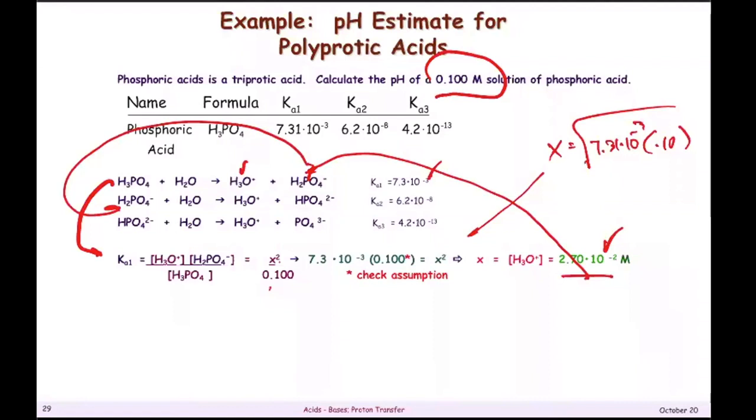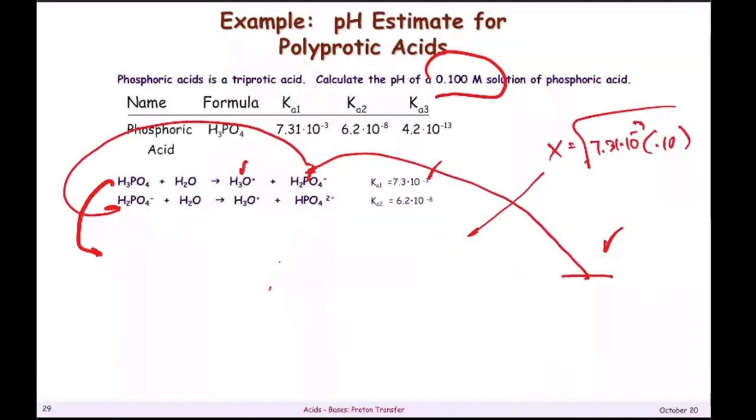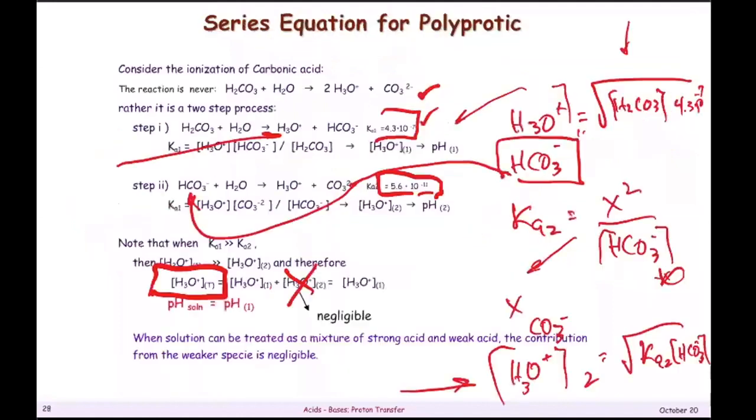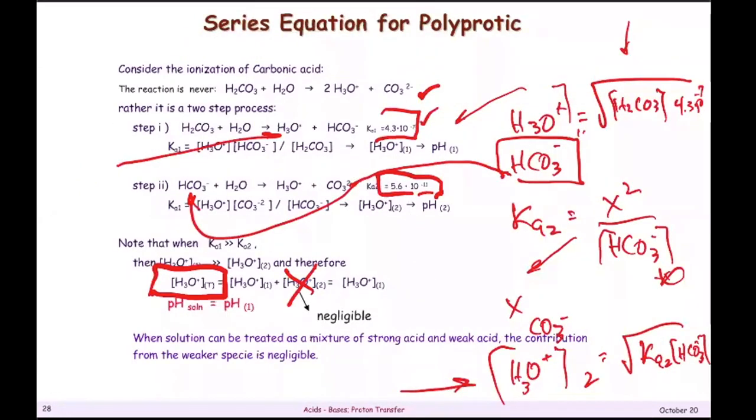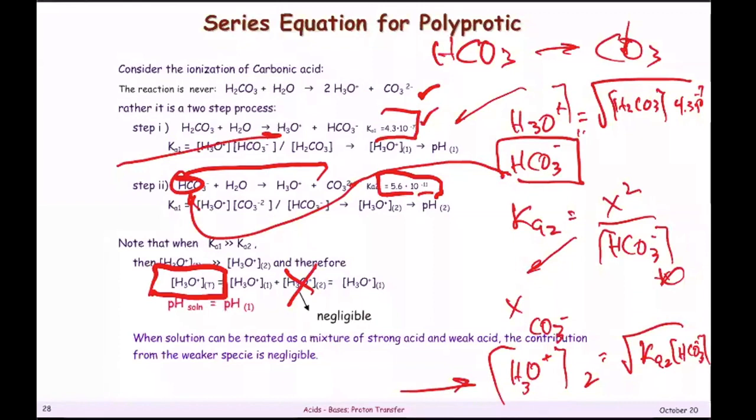What is the difference between step one, H3O plus going to pH, versus the second step? Looking back at this second step, the second hydrogen is removed. The first one gives you bicarbonate. The second one gives you carbonate. Each of those steps is a different Ka. You have to treat polyprotic acid one step at a time.